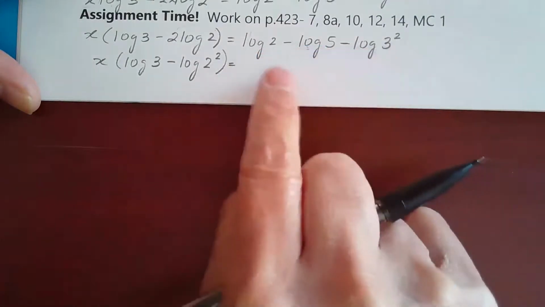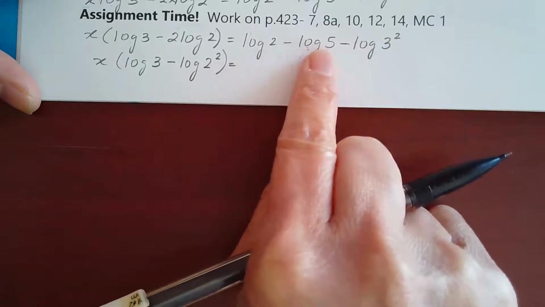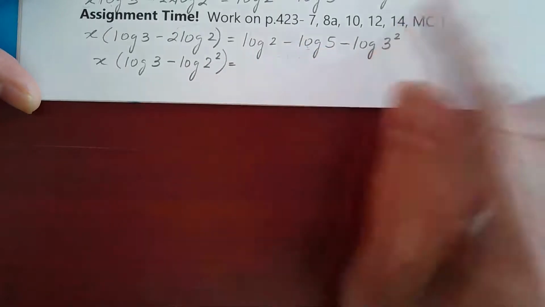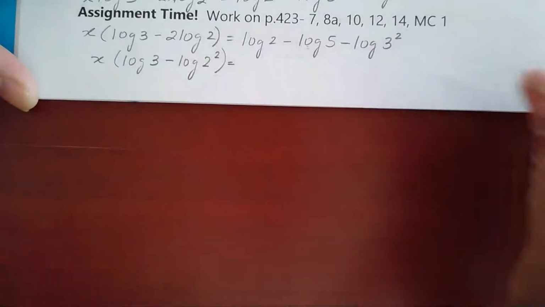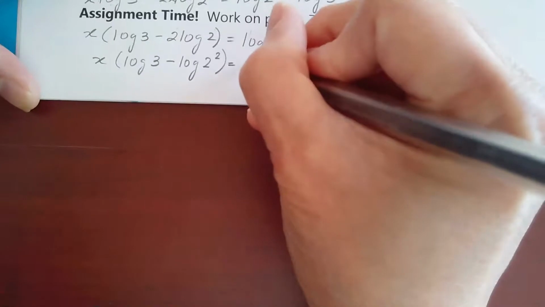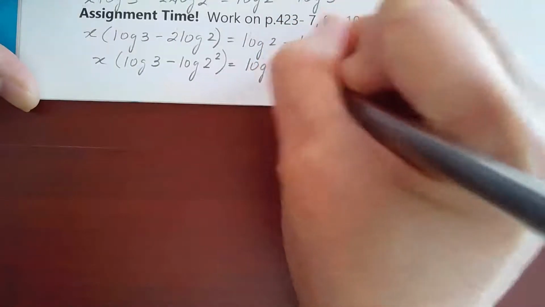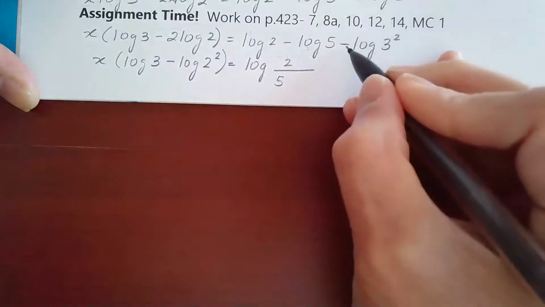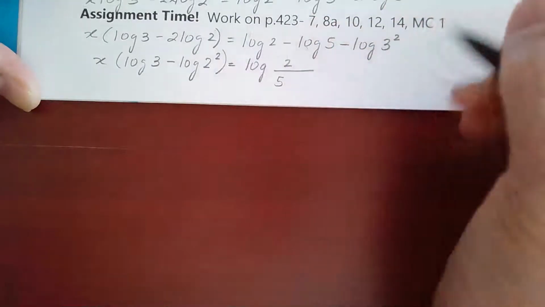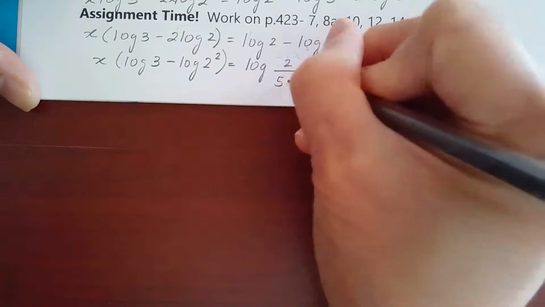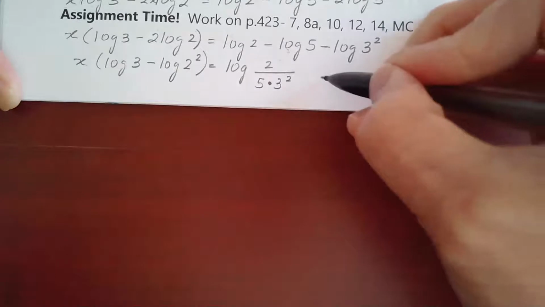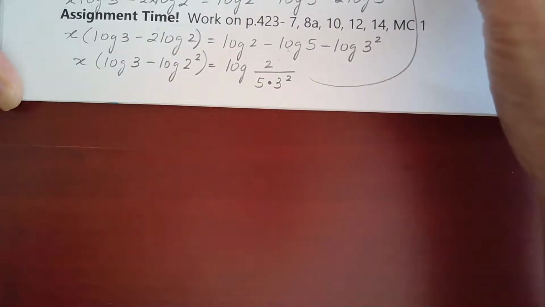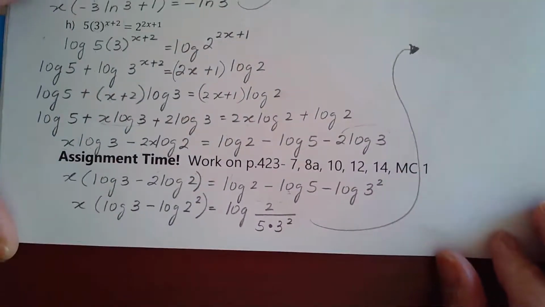Now going on this side, this is log of 2 minus log of 5 minus log of 3 squared. So we can rewrite this using the laws of logarithm. Log of 2 divided by 5. And because this is minus, that means it's also being divided by 3 squared. So this is times 3 squared. All these steps. We're almost there. Okay, so I'm going to bring it up there.